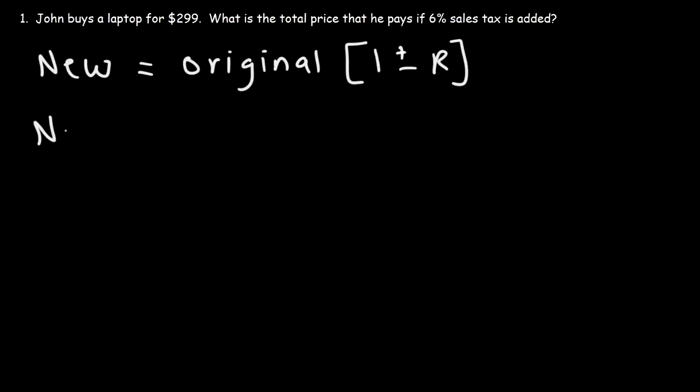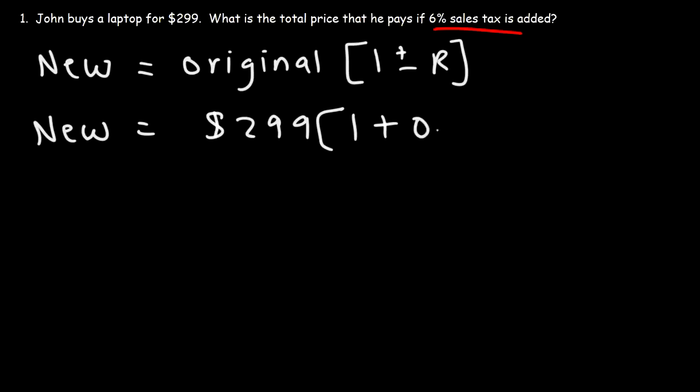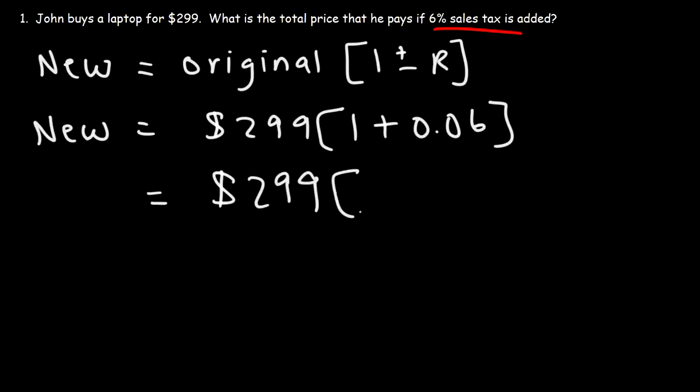So in this example, the new price would represent the total price that he's going to pay. The original price represents the price of the laptop. That's $299. And we're going to use the plus symbol since we're dealing with a sales tax. That's going to increase the total price. And r is going to be the decimal form of the percentage. 6% is basically 0.06. So all we need to do is multiply 299 by 1.06.